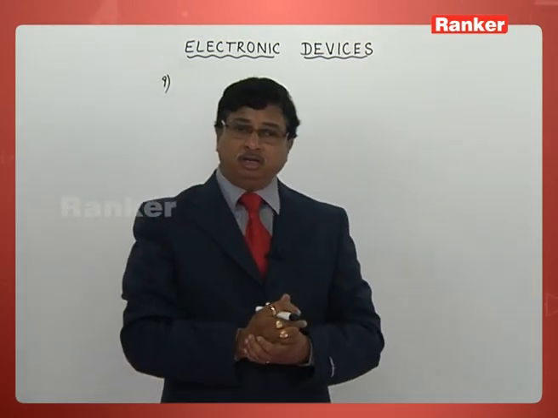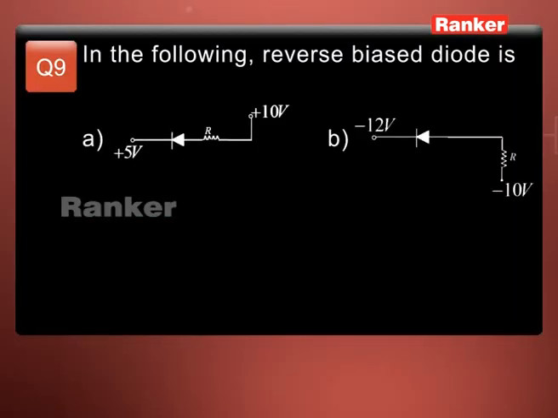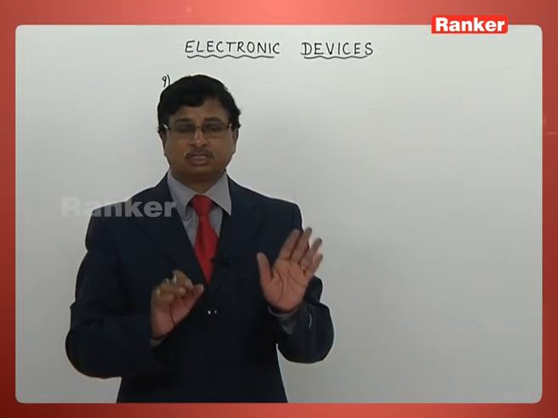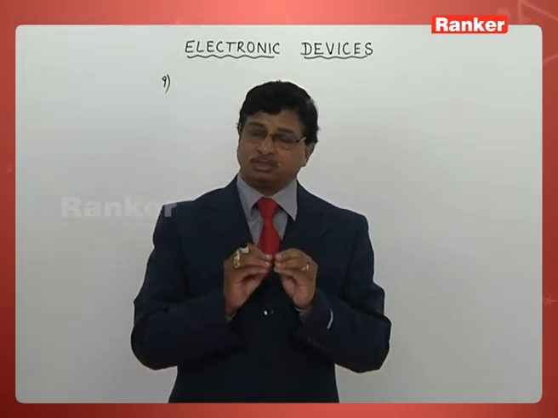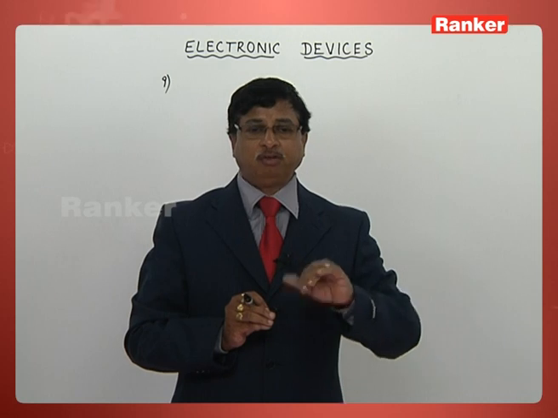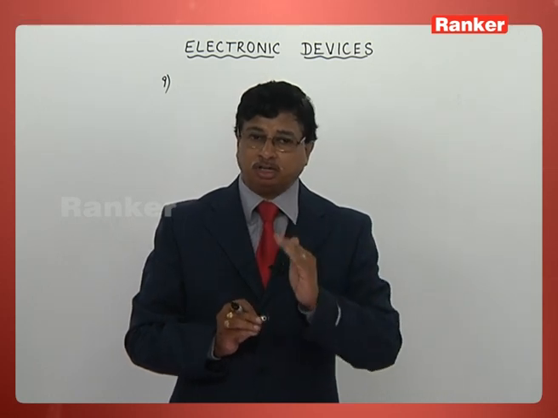This problem number 9 has been asked in one of the IEEE papers earlier. He gave us 4 separate branches. In each branch, of course, there is a PN junction diode that is connected. Now, his question is this: in the following, the reverse biased diode is, which diode is reversely biased out of the 4 options what he has given us? You need to observe and identify which particular option gives us the reverse biasing of this PN junction diode.